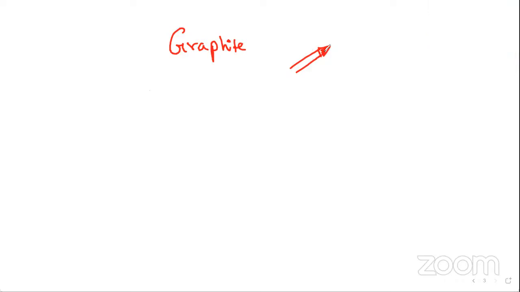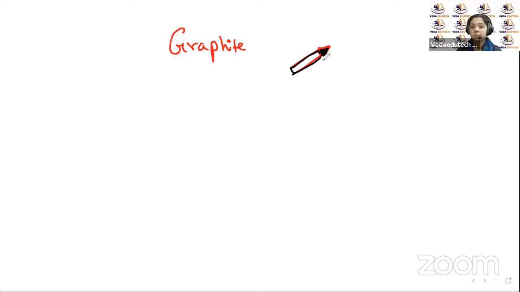Now, after diamond, the next is graphite. The pencils which we use, the nib in them is also graphite. This is made up of graphite.